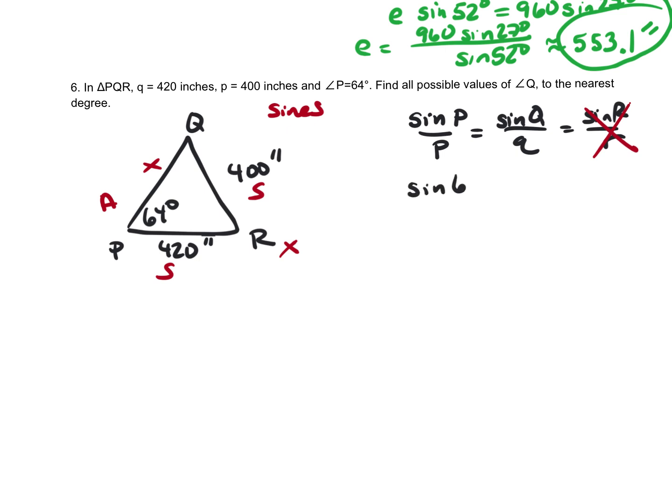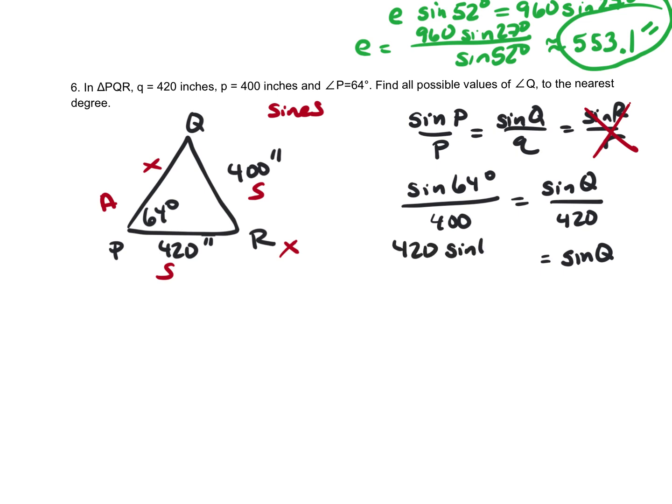So sine of angle P, which is 64, over little p, which is 400, equals sine of Q, which we don't know, over little q, which is 420. So we have to solve for sine Q. I would multiply by 420, so sine Q equals 420 sine 64 over 400. And then, just like in the previous problem where I took the inverse cosine, here I'll take the inverse sine. So the inverse sine of all this stuff up above will give me an angle.